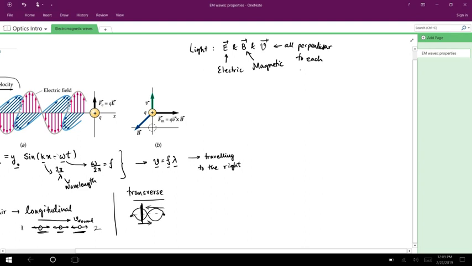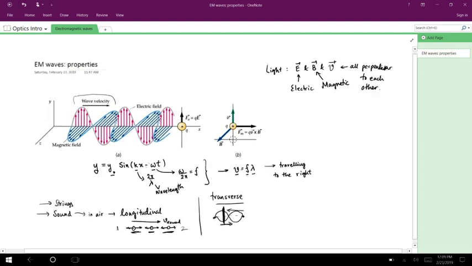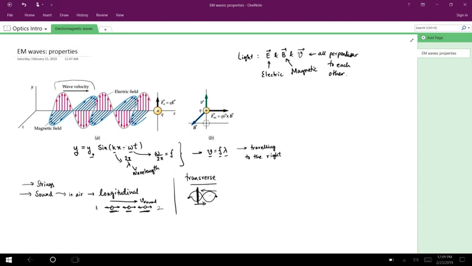So these are all perpendicular to each other. Since the stuff that is fluctuating, electric and magnetic fields, is perpendicular to the direction of the velocity, what kind of wave would this be? Clearly this has to be a transverse wave. So electric and magnetic oscillations perpendicular to the direction of motion of light makes light a transverse wave. So these are transverse electromagnetic, or E&M, waves.